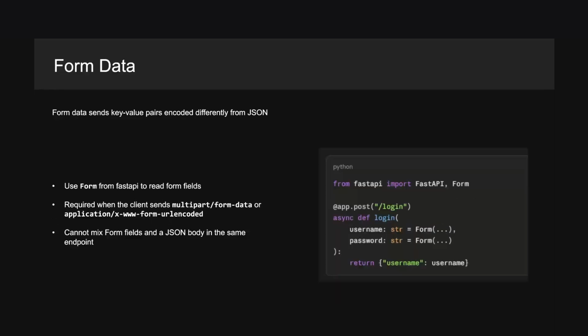And now, form data is a different encoding from JSON. Instead of a JSON object in the body, the client sends flat key-value pairs. Look at the code. You import Form from FastAPI and use it instead of a Pydantic model. Username and password come in as form fields, simple and readable. And one rule you need to remember, it's on the slide: you cannot mix form fields and a JSON body in the same endpoint. FastAPI doesn't allow it. If you need both structured data and a file together, that's handled differently, which is exactly what the next slide shows.